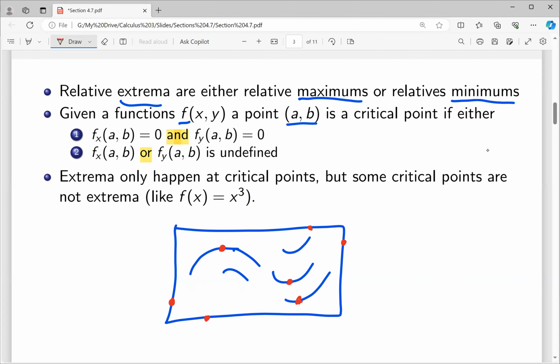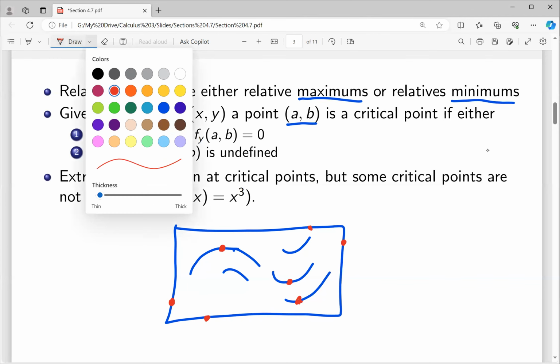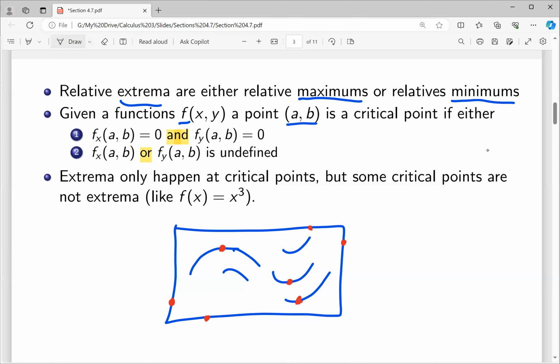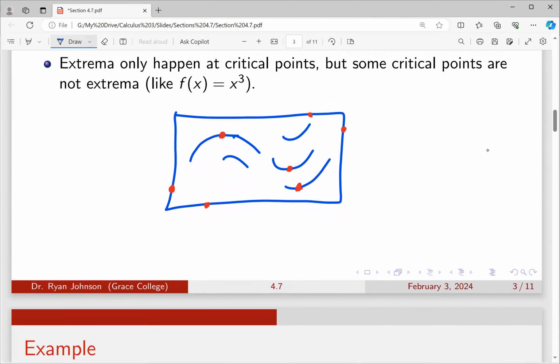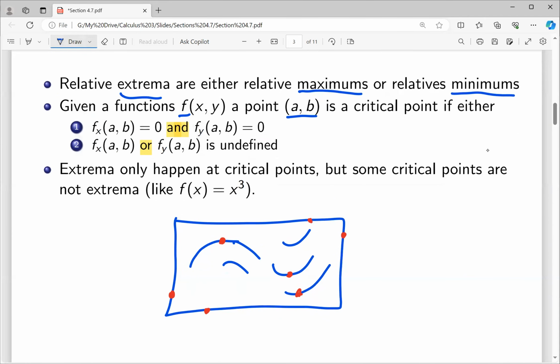So most of your questions will only be global, but there will be a few questions that have a region. So that's the introduction to this section.